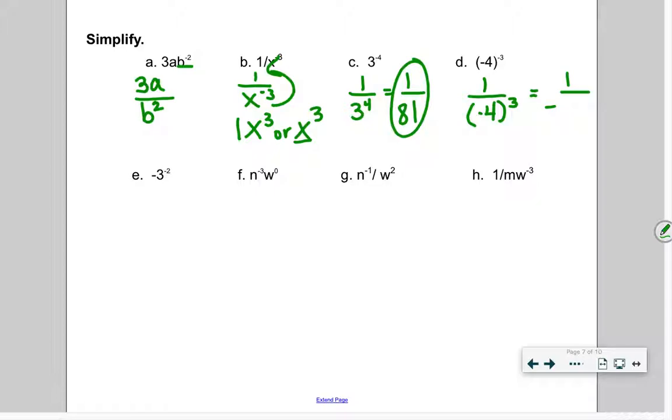4 times 6? Carry a 2. 4 times 1? 4 plus 2 is 6. -64. So a -1/64. When I write this one, it does not matter if I put my negative with the 64, or I could have written it out front of my fraction, or I could have given the negative sign to the 1. It doesn't matter. They all mean a -1/64 as a fraction. E.